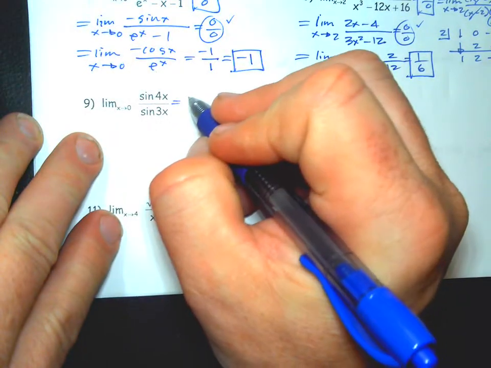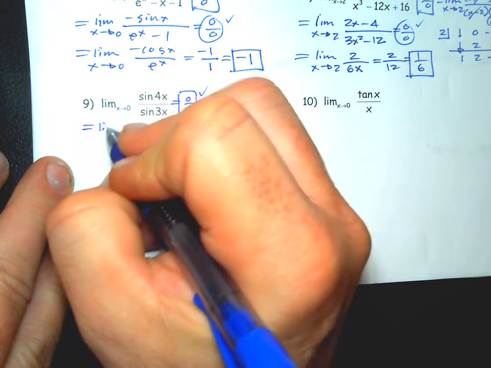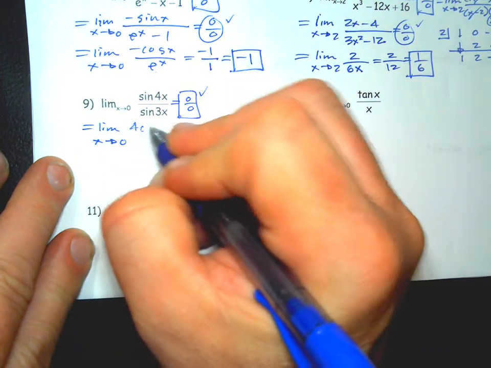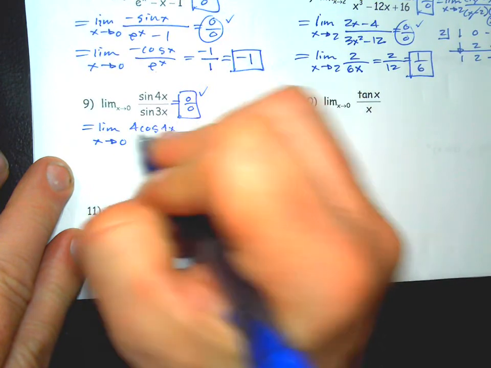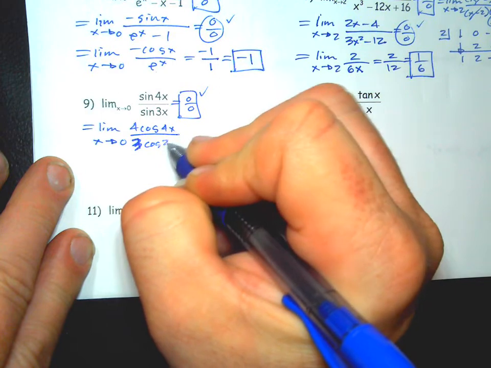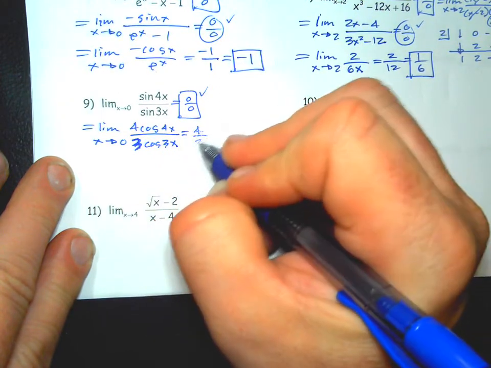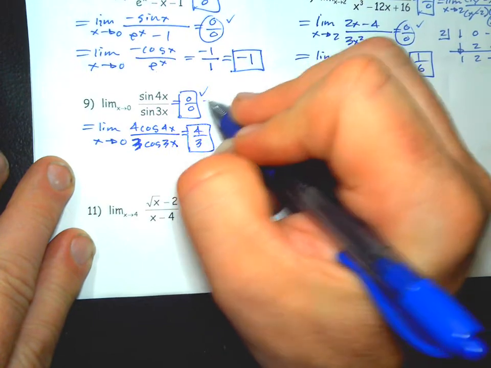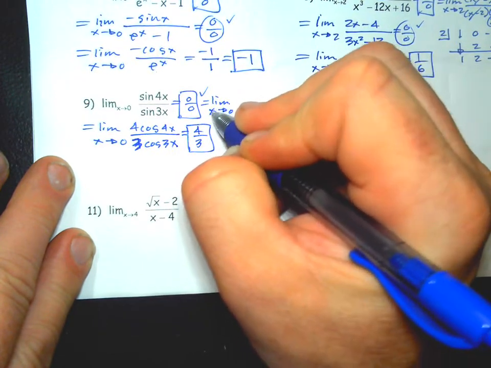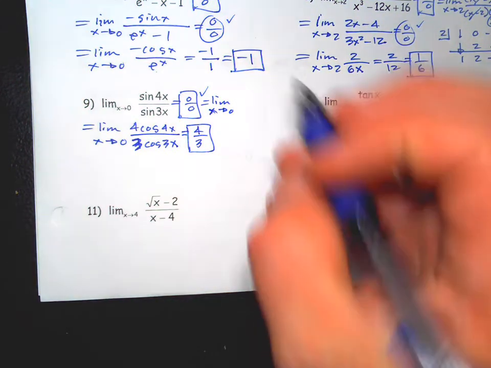This one will be 0 over 0. So we could do L'Hopital's rule. There is another option. I think L'Hopital's rule works pretty nice though. Cosine of 0 is 1, so we just get 4/3. Done. Otherwise, the other way, which I'm probably going to ask you guys to do some problems with L'Hopital's and some without on your next test anyway, so it might be good to get good at all these.